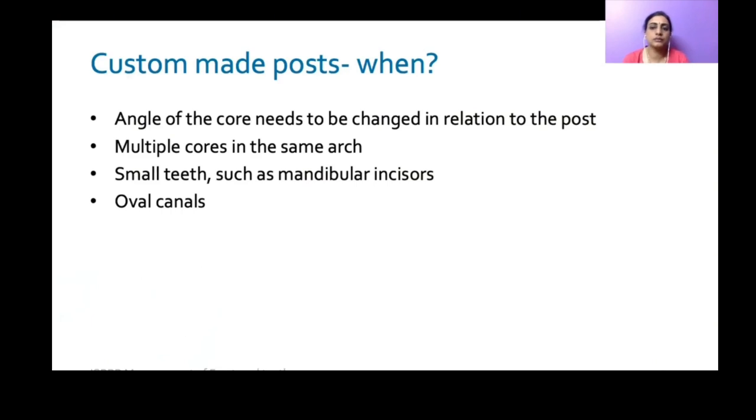When is a custom post indicated? Probably the most important reason for a custom post to be given is when you are planning to change the angulation of the core in relation to the post. In case of protruded teeth or rotated teeth, and when you're planning to give multiple cores in the same arch, probably for an FPD. In that case, you may require a single path of withdrawal. Therefore, there may be slight changes in the angulation of the core.